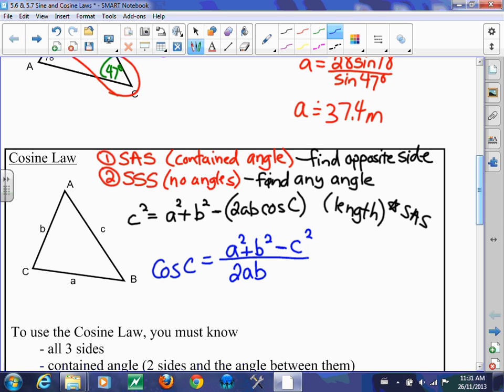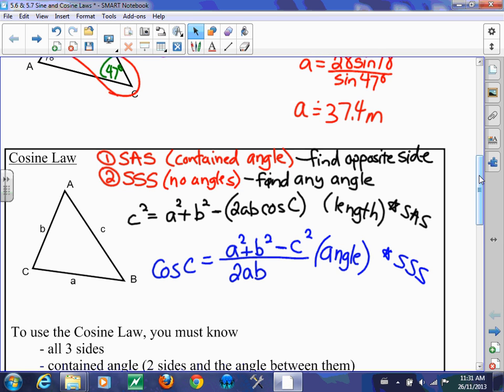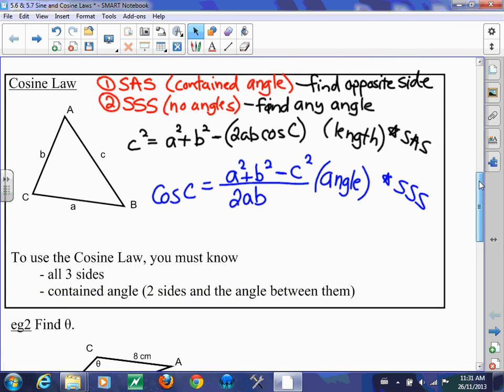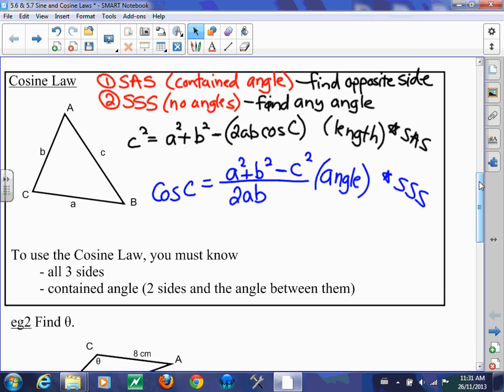Okay, and that's, again, finding the angle, and that's if you're given side, side, side. I will provide you those two formulas plus the sine law formula on your test. You don't need to memorize them. You just have to know how to sub them in and use them. So to use cosine law, you must either have all three sides, so that's your case side, side, side, or you have what's called a contained angle, and that's your side angle side method.